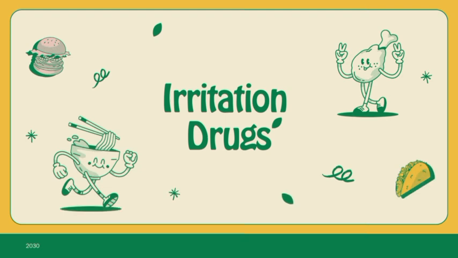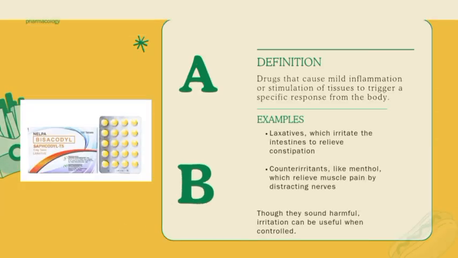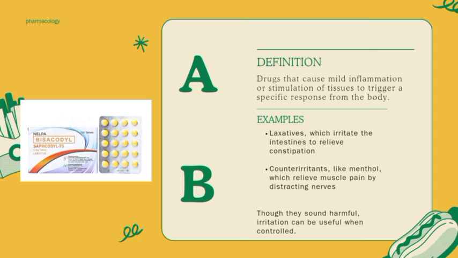Apart from that, we have irritation drugs. These drugs cause mild inflammation or stimulation of tissues. This may sound negative, but it's actually helpful. The irritation causes the body to react in a way that solves a problem. For example, bisacodyl is a laxative that works by irritating the lining of the intestines, which then causes bowel movement.